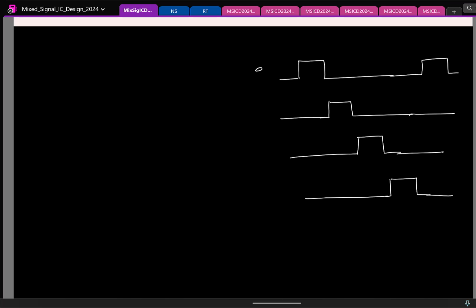So if I denote this as phase phi 0, what do you think is the phase of this clock? 90 degrees, because the time difference is Ts by 4. Ts is 360, so 360 by 4. And the next clock is 180. So we'll have essentially 4 parts like this.